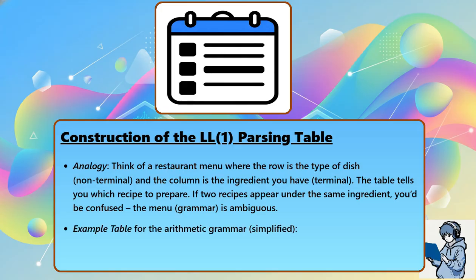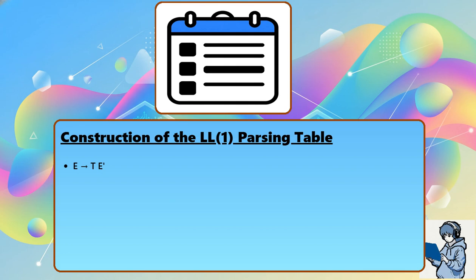Example table for the arithmetic grammar, simplified. Columns: id, plus, star, left parenthesis, right parenthesis, $. Row E goes to T E prime. Row E prime: for plus column, goes to plus T E prime; for other columns, epsilon. Row T goes to id T prime. Row T prime: for star column, goes to star F T prime; for other columns, epsilon. Row F: for left parenthesis column, goes to left parenthesis E right parenthesis; for id column, goes to id.